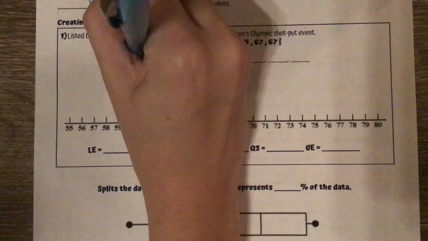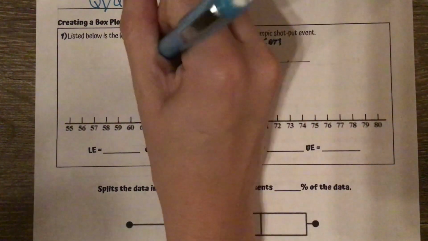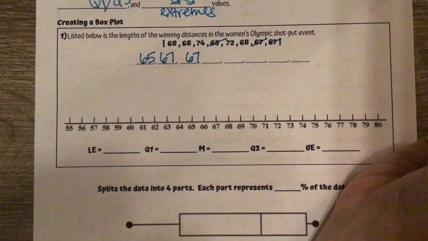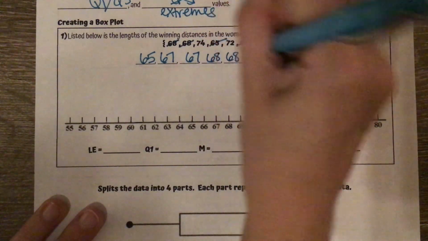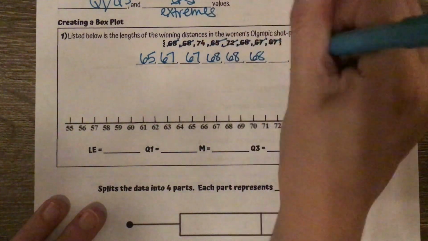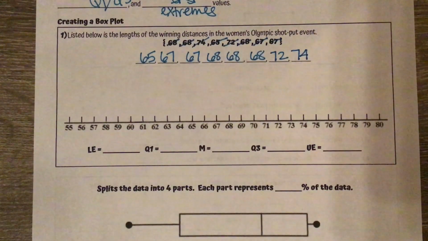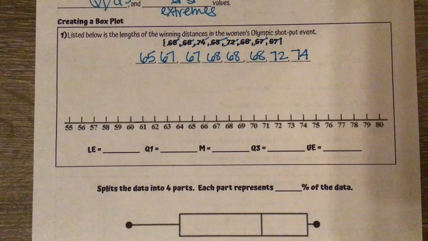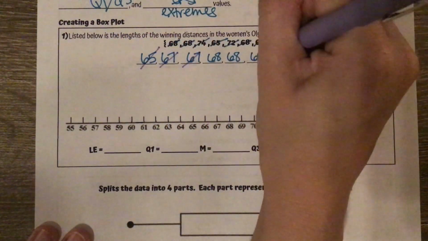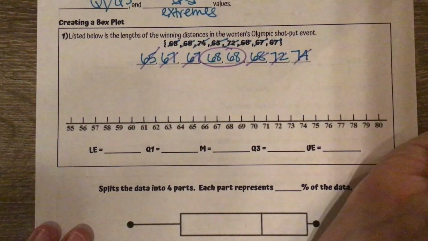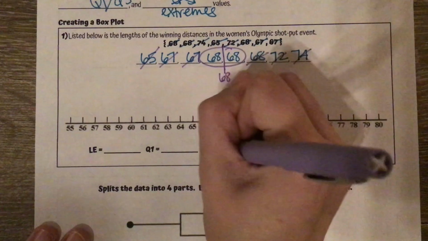I see 65. I see 67. I see three 68s. I see a 72, and I see a 74. So now for putting these in order, I'm going to cross off lowest, highest, lowest, highest, lowest, highest. I have two values in the middle, but they are the same, so my median is going to be 68.